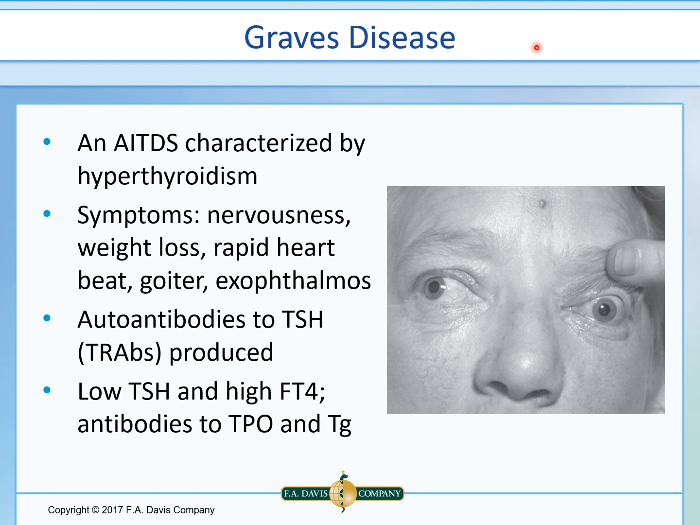So the goiter in Graves' disease is firm in comparison to the irregular and rubbery characteristic in Hashimoto's disease. Exophthalmos is hypertrophy of the eye muscles that causes the eyeballs to appear to bulge out. In Graves' disease, autoantibodies to TSH are produced. So lab results include low TSH and a high free T4, and antibodies to TPO and TG.